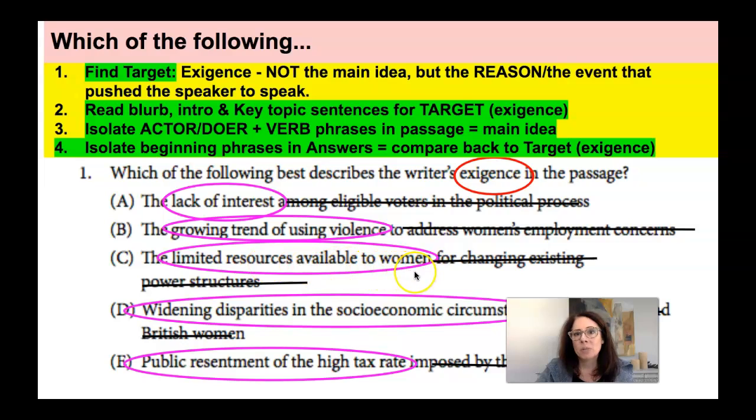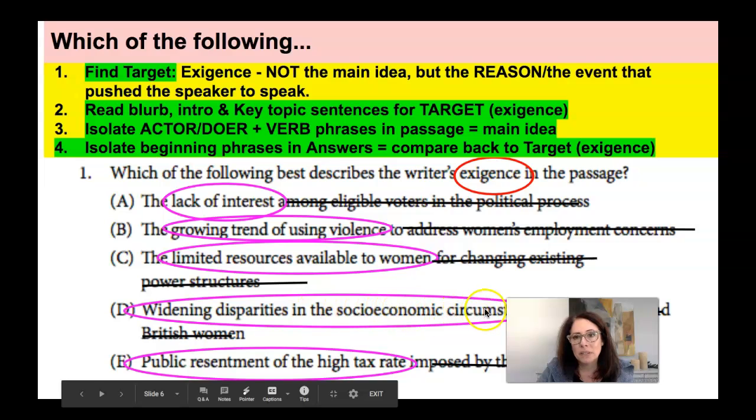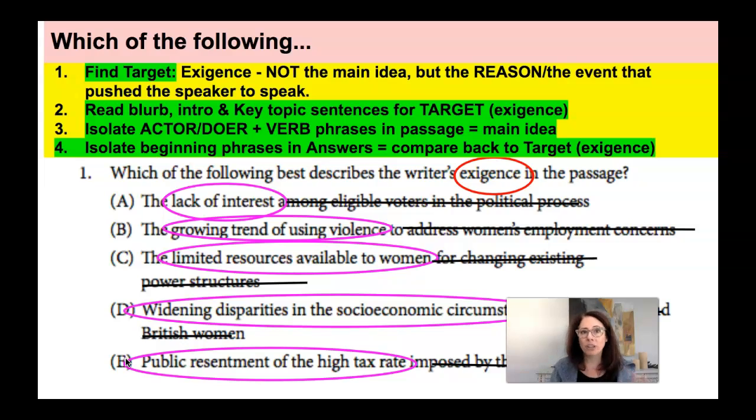Limited resources available to women. Yeah, I mean, she used the word deny. I am denied, right? That tells me that there are limited resources. Widening disparities in the socioeconomic circumstances. No, and then public resentment of the high tax rate. No, it wasn't about that. It was equal citizenship. However, now I'm thinking that it's C.